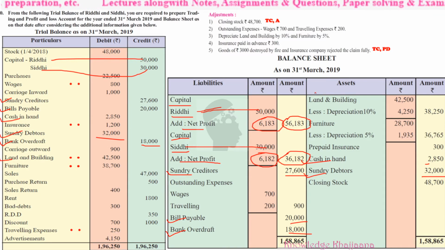See, we should have given a heading over here. Okay, fixed asset. What is the first item? Land and building amounting to rupees 42,500. And the second effect of the depreciation we have to record, we have to deduct from the assets, that is rupees 4,250, and the total written down value of land and building is rupees 38,250.